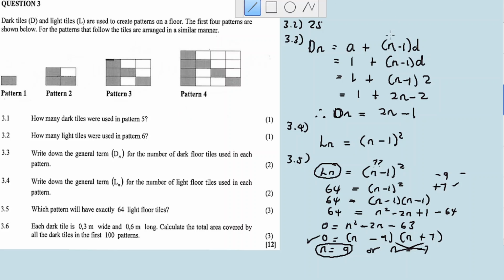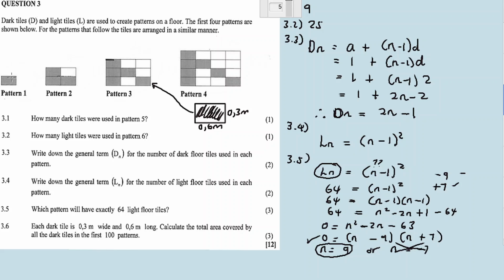Here is our tile, I'll write it here. Okay, just one block, you see, just one block. Each dark tile, right? I think be careful. Each dark tile, the dark tile has a light one, no? Each dark tile is 0.3 meters wide and 0.6 meters long. Calculate the total area covered by all the dark tiles in the first 100 patterns.